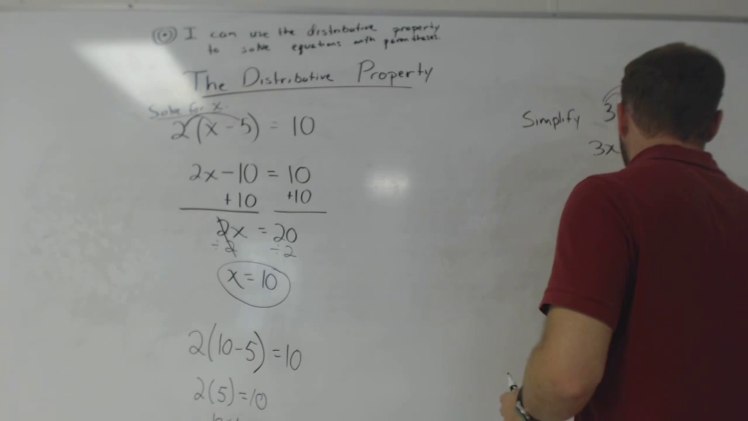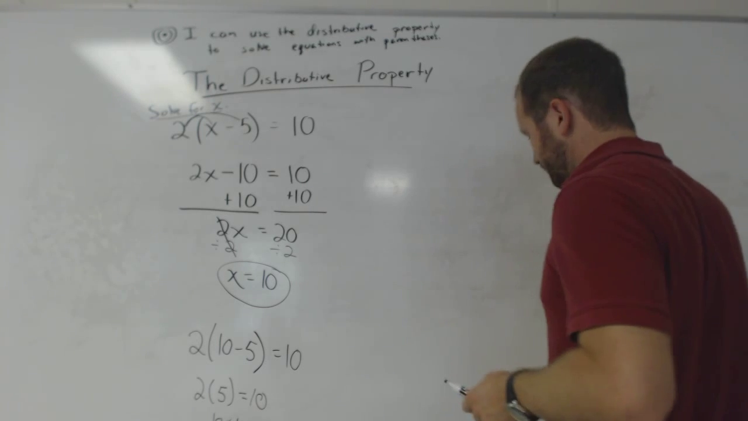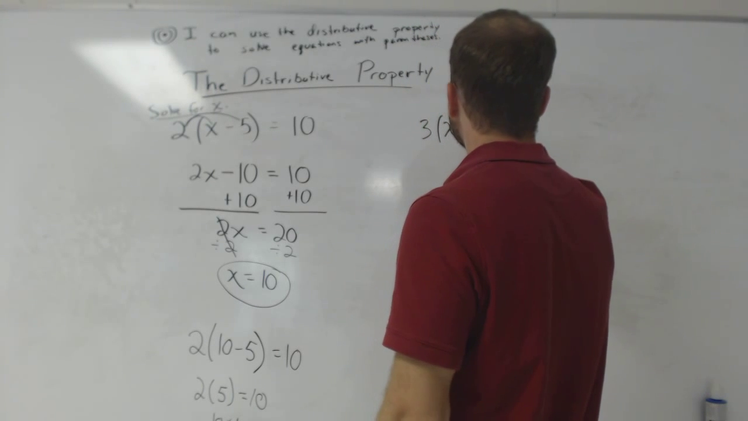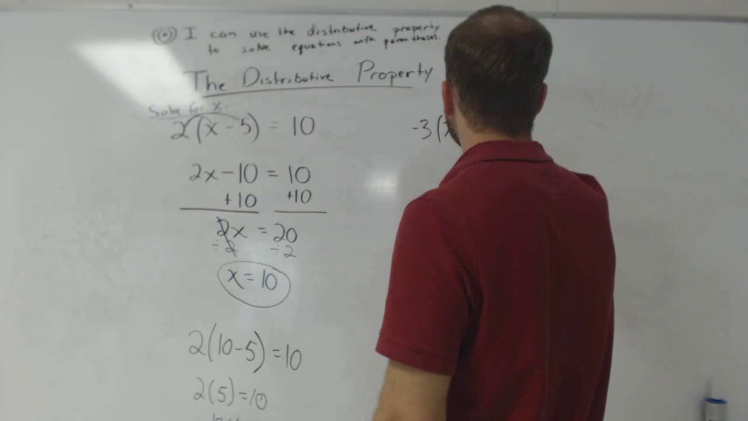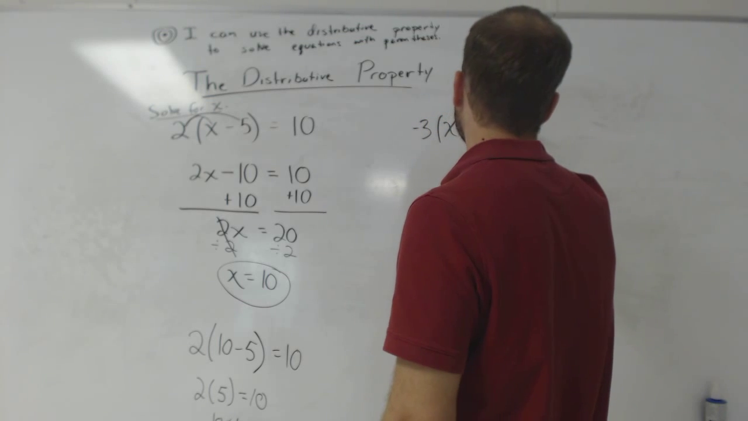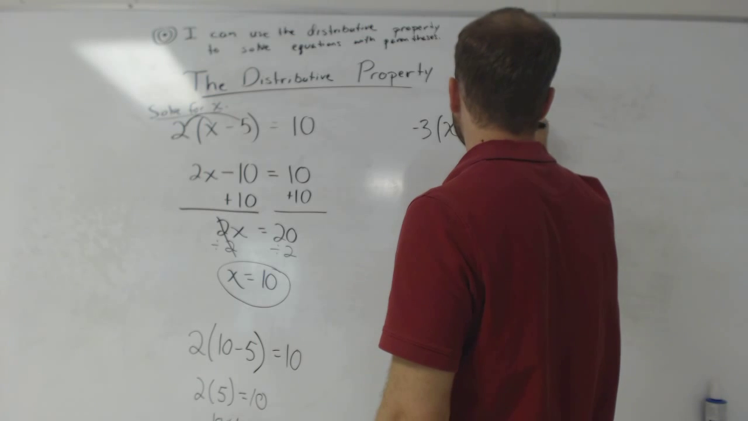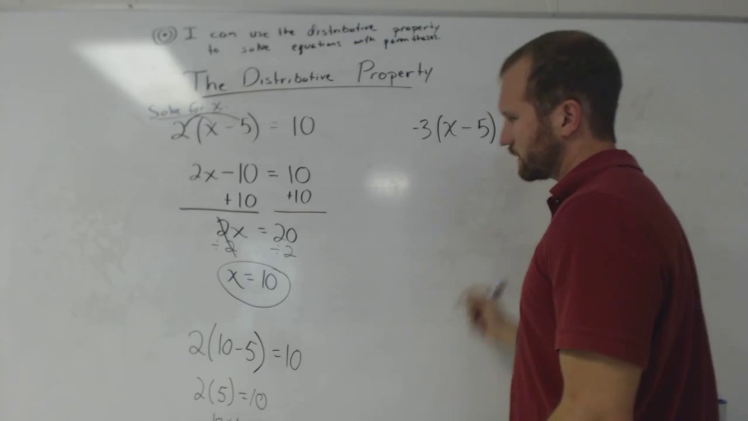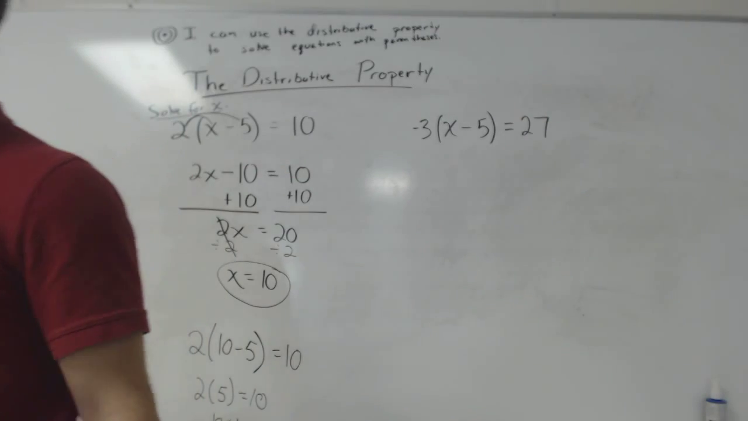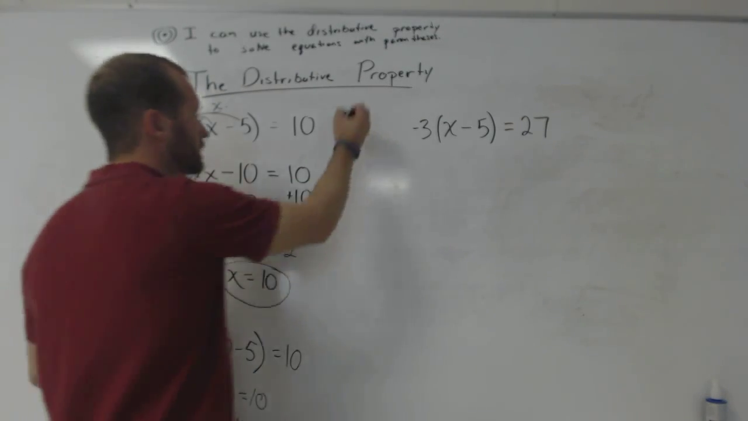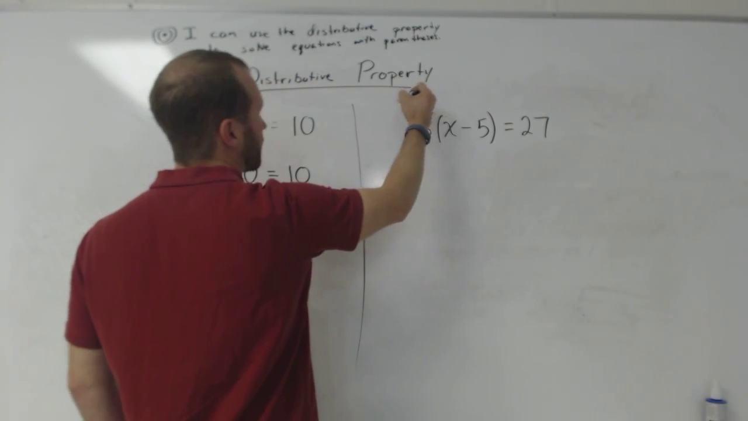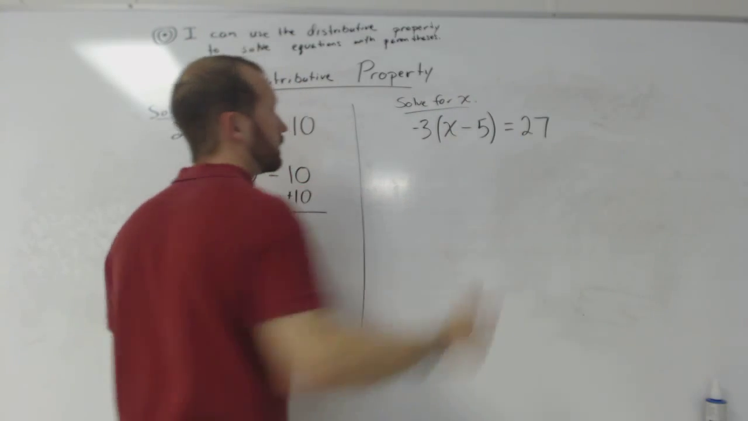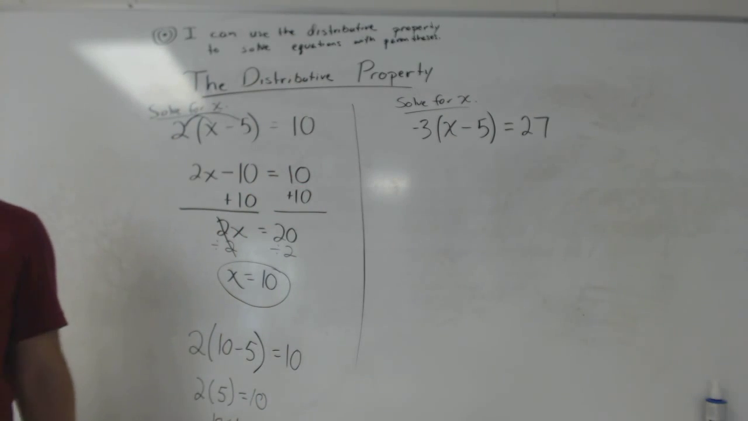Alright. Let's do one more example. Say we had something like this. Actually let's do this. Negative 3 times x minus 5 equals 27. Are you trying to solve this? Yeah, so we're going to solve for x, same instruction. I guess I'll rewrite it. What am I going to do?